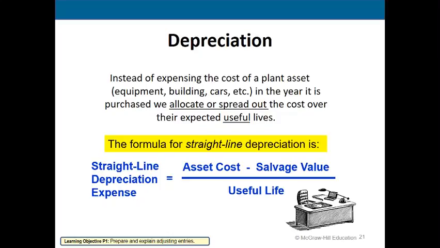There are several types of depreciation methods that we'll talk about in later chapters, but right now I just want to get you familiar with the process. One of the methods we can use is called straight line depreciation. The numerator is the asset's cost minus the estimated salvage value at the end of its useful life, something that has to be estimated. The denominator is the asset's useful life. What you're going to come up with after that calculation is an expense that's exactly the same amount each month of the asset's useful life.